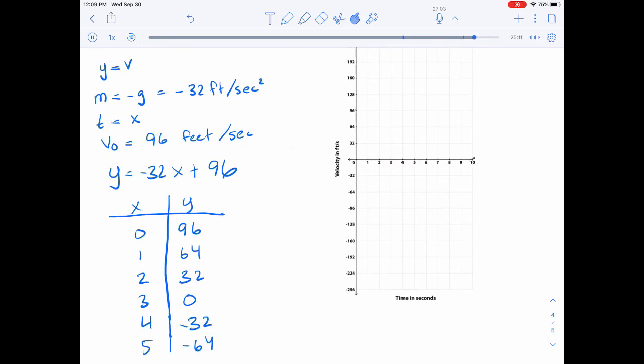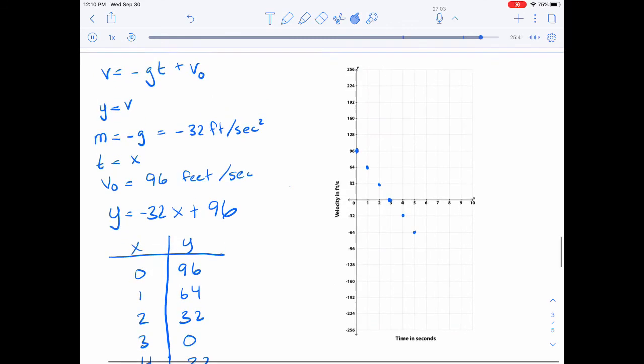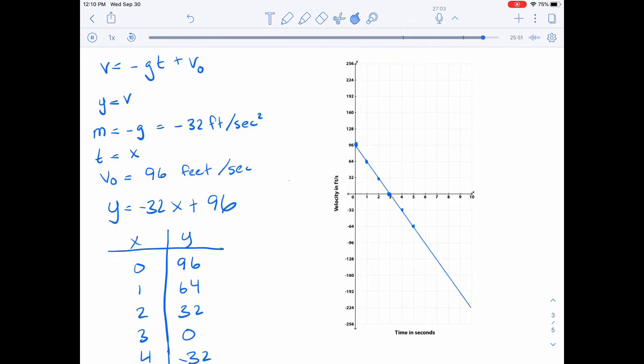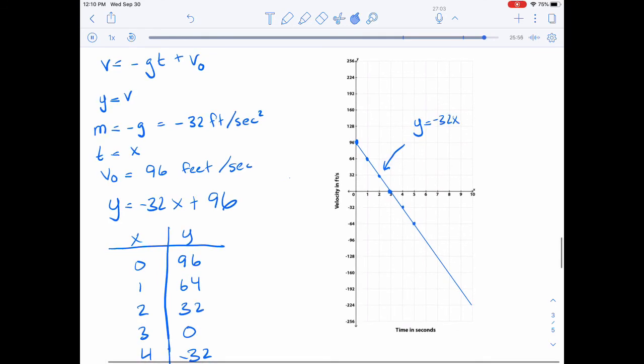Let's go ahead and graph these coordinates. So to begin with, our y-intercept is 0, 96. We start off at 96 feet per second. After 1 second, we're at 64. 2 seconds, we're at 32. 3 seconds, 0, a velocity of 0. 4 seconds, a negative 32. And at 5 seconds, we have negative 64. Let's go ahead and connect these coordinates. And let's label our line as y equals negative 32x plus 96.